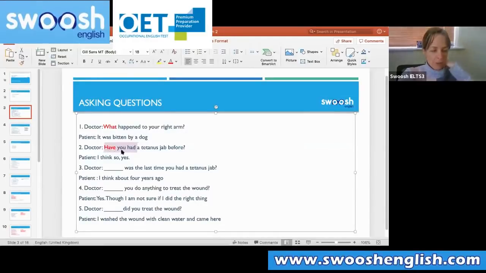It's present perfect because we're asking a question about something that happened sometime before now, and I'm interested in the result, really, or whether they are immunized against tetanus. Yes, immunized for tetanus. Okay, so yeah, present perfect. Have plus the past participle.